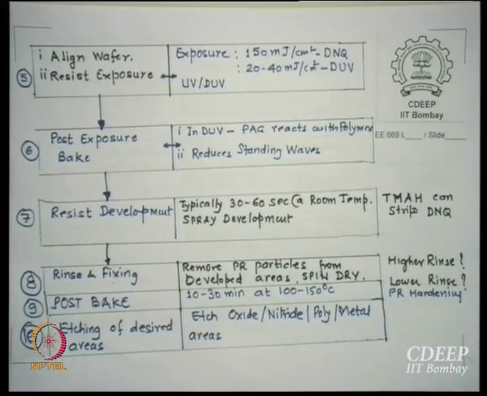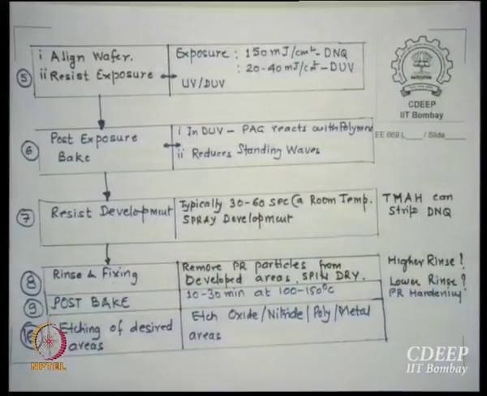Then after the resist post bake is given, we develop the wafers either by spray development, where there is a gun which sprays the developer, or in earlier times we used to dip the wafer itself in a bath. So you have a number of racks, wafers on a rack, and there is a bath, you just dip there, okay. Either way, but nowadays it's mostly spray development. It takes roughly 30 to 60 seconds at room temperature for the resist to develop.